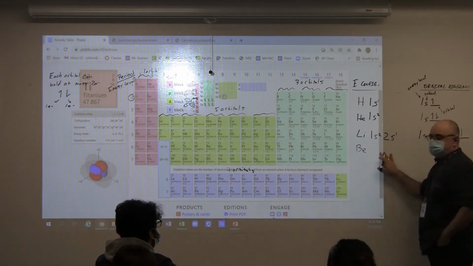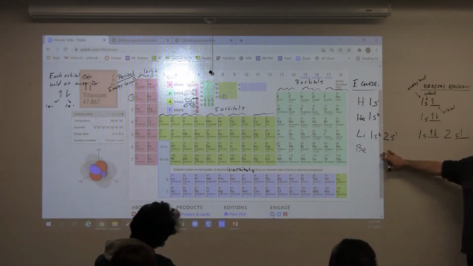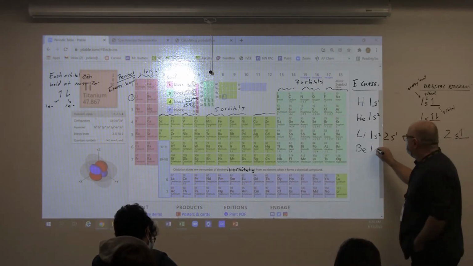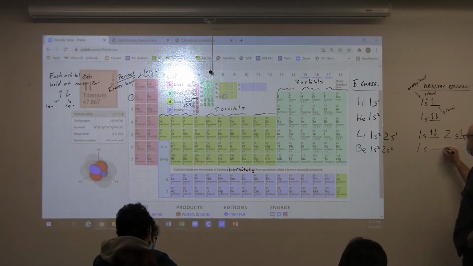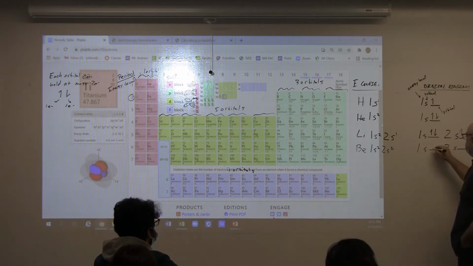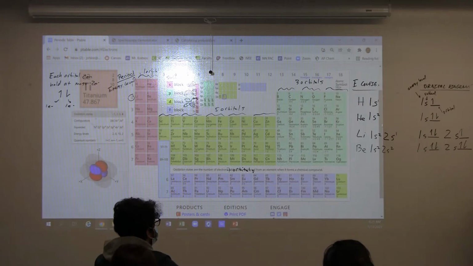Can you guess what this term is going to look like, this code? It's going to have a 2 at the end. Good. Same thing, but with a 2. So 1s2, 2s2. And if I write this line diagram, or orbital diagram, once again, we're going to get pairing that looks like that.